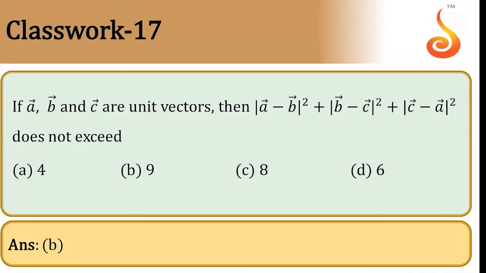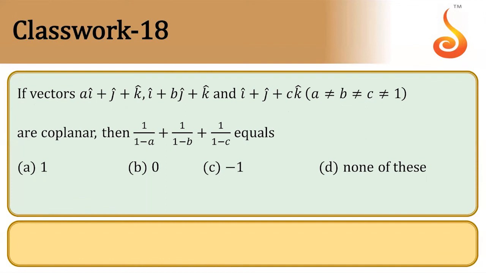Next, this is also a good question. This we also did in the class. The condition is that the scalar triple product equals 0. So what's the answer? Anyone? It's a very standard question. This we also did in the class.